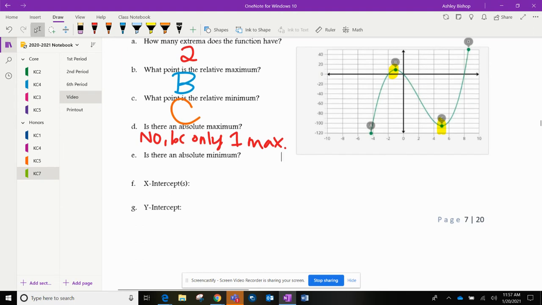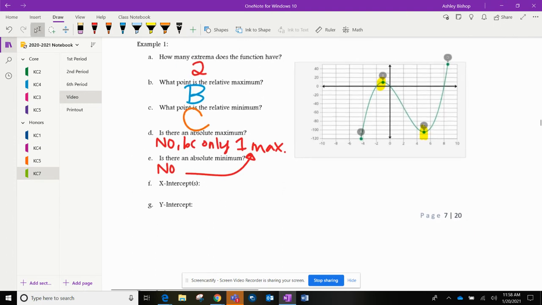There's not an absolute maximum because it has no competition, so to say. And same thing with the minimum. No, there is no absolute minimum for the same reason. There's only one minimum, so there's no competition there. Okay? That part is a little tricky, but if there's only one of each, there's no absolutes.